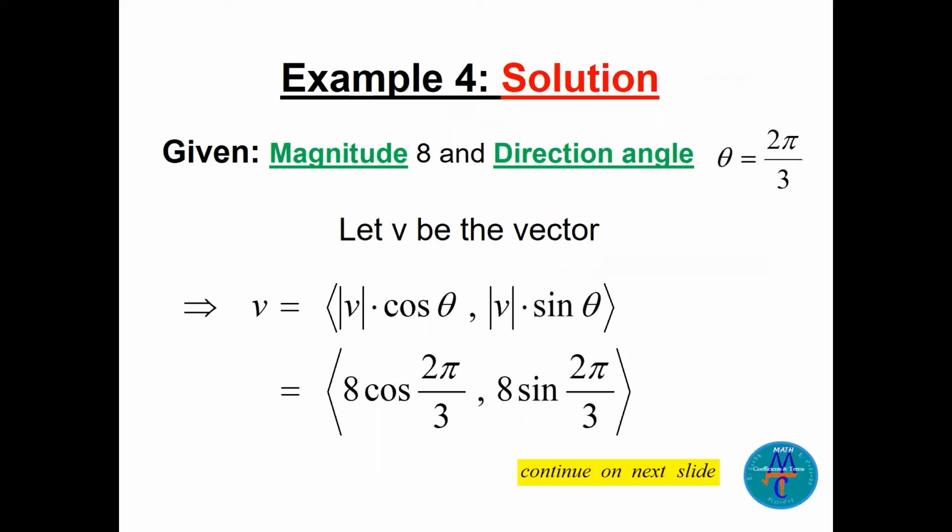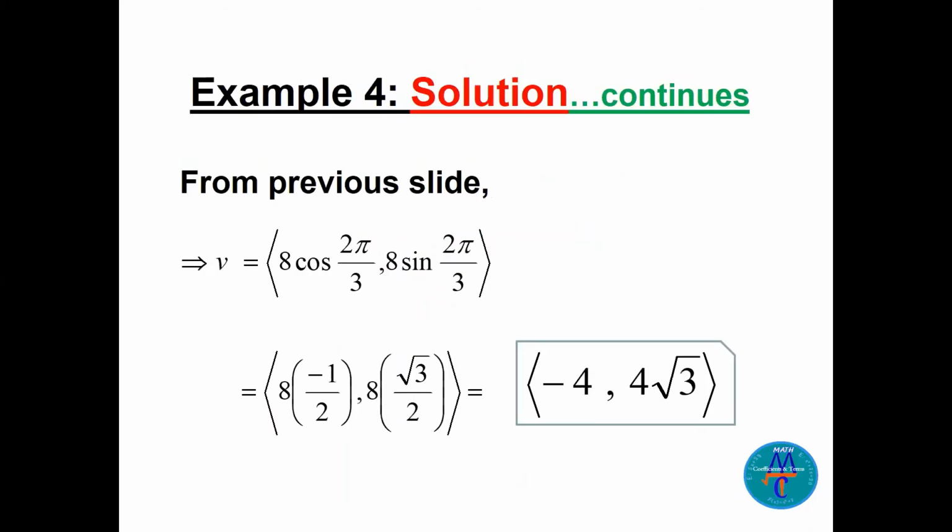Now, let's put the formula here. Vector v, the magnitude of the v cosine of theta, magnitude of the v sine of theta. So we can put here 8 cosine 2 pi over 3, 8 times sine 2 pi over 3. This is in quadrant 2, so we can expect here a minus, and here we can expect a plus. Now 2 pi over 3, you have to find the reference angle, pi over 3, and the cosine will be negative because it is in quadrant 2, so that's minus half, and this one will be square root of 3 over 2. When you multiply by 8, you get the vector v as minus 4, 4 square root of 3.